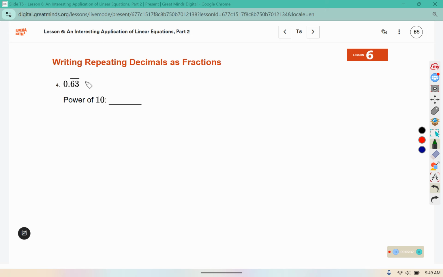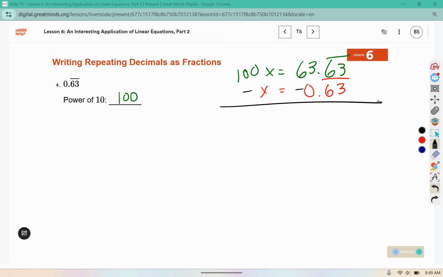This one has 2 decimal places that repeat, so we're going to multiply by 100. It has 2 zeros. So it would be 63.63 repeating. Then we will subtract them. 100x minus x is 99x. 63.63 repeating minus 0.63 repeating is 63. Then we'll solve it for x by dividing both sides by 99.